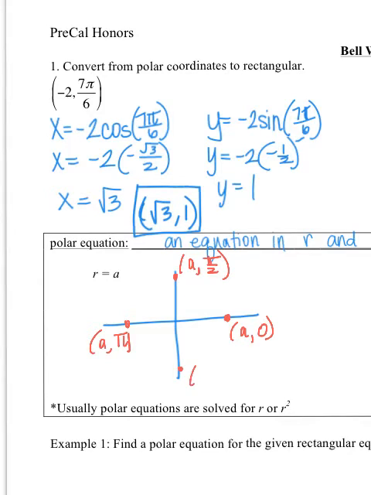And you could go a certain amount a here. You would have a, 3 pi over 2. And you could also do all of the angles in between each of those. And hopefully you're noticing that you're getting a very poorly drawn circle. So if I have r equals a, then that gives me a circle.